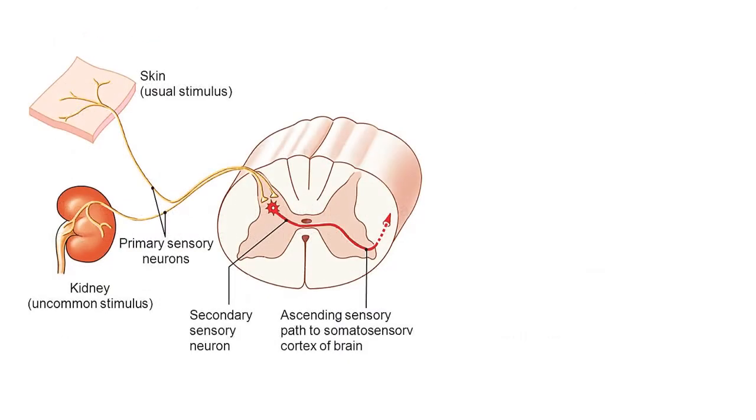Here you can see two primary afferent neurons. These are the ones in yellow, one from the kidney and one from the skin. Look at the dorsal horn. You can see that both synapse with the soma of the second order afferent, the one in red. There is only one ascending neuron. Therefore, how could the cortex know where the pain came from?